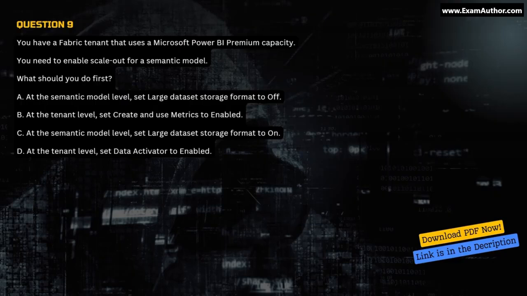Question 9. You have a Fabric tenant that uses a Microsoft Power BI Premium capacity. You need to enable scale-out for a semantic model. What should you do first? A. At the semantic model level, set large dataset storage format to off. B. At the tenant level, set create and use metrics to enabled. C. At the semantic model level, set large dataset storage format to on. D. At the tenant level, set data activator to enabled.